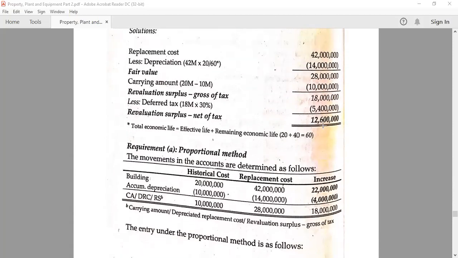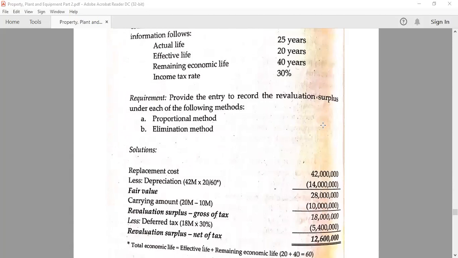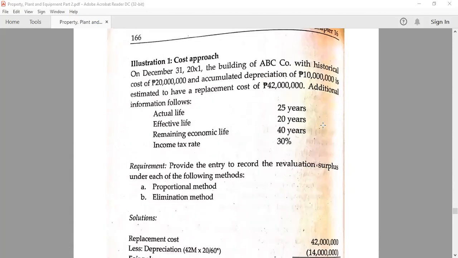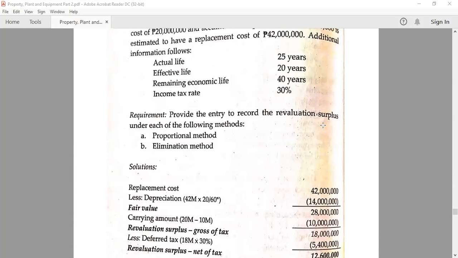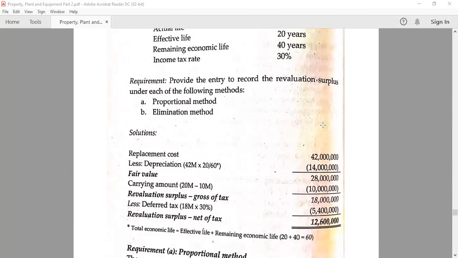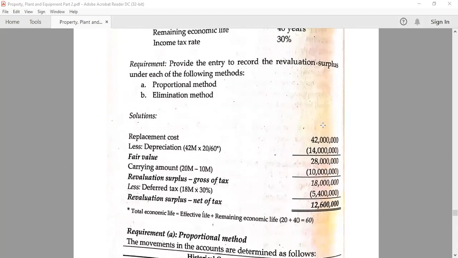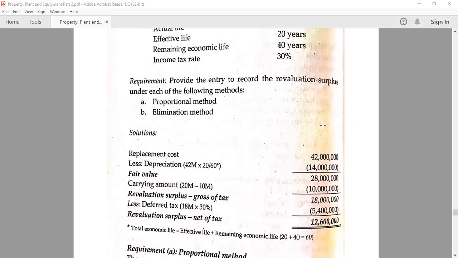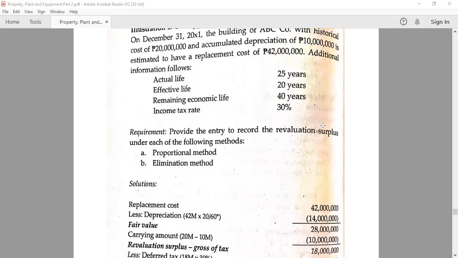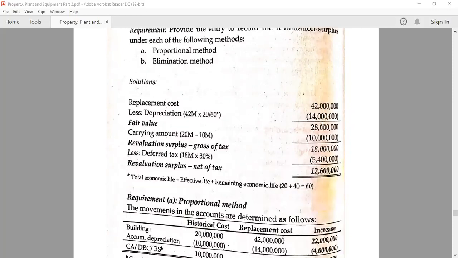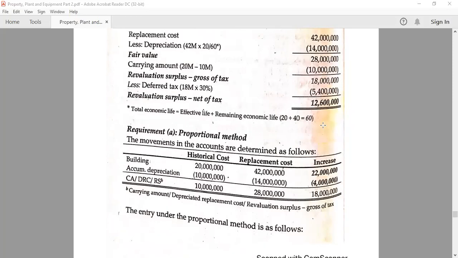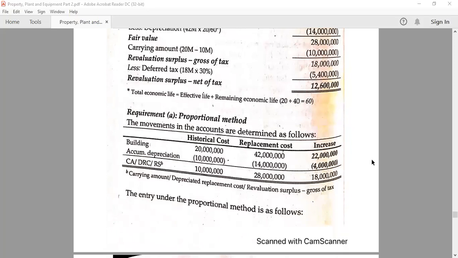For the total economic life though, let's go back. We have an effective life of 20 years plus the remaining economic life equals 40. So total economic life is 60 years by then. All right, so effective meaning current times, and then plus the remaining economic life. So from current to future. For the proportional method, we actually have to simply construct this table.